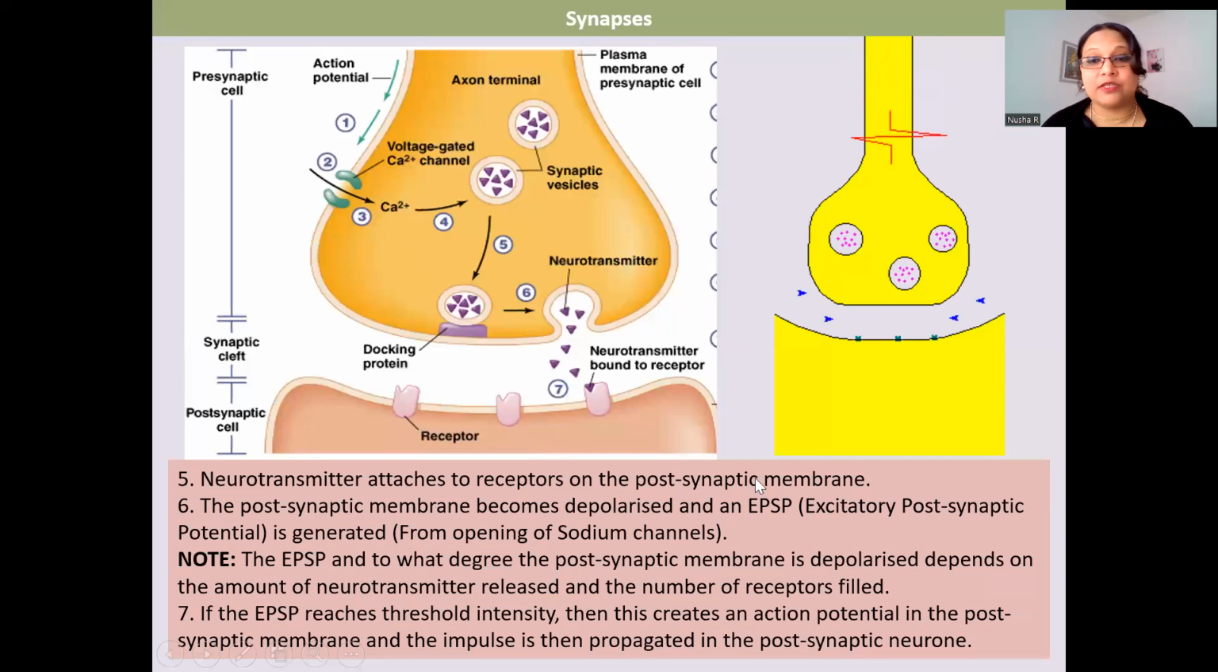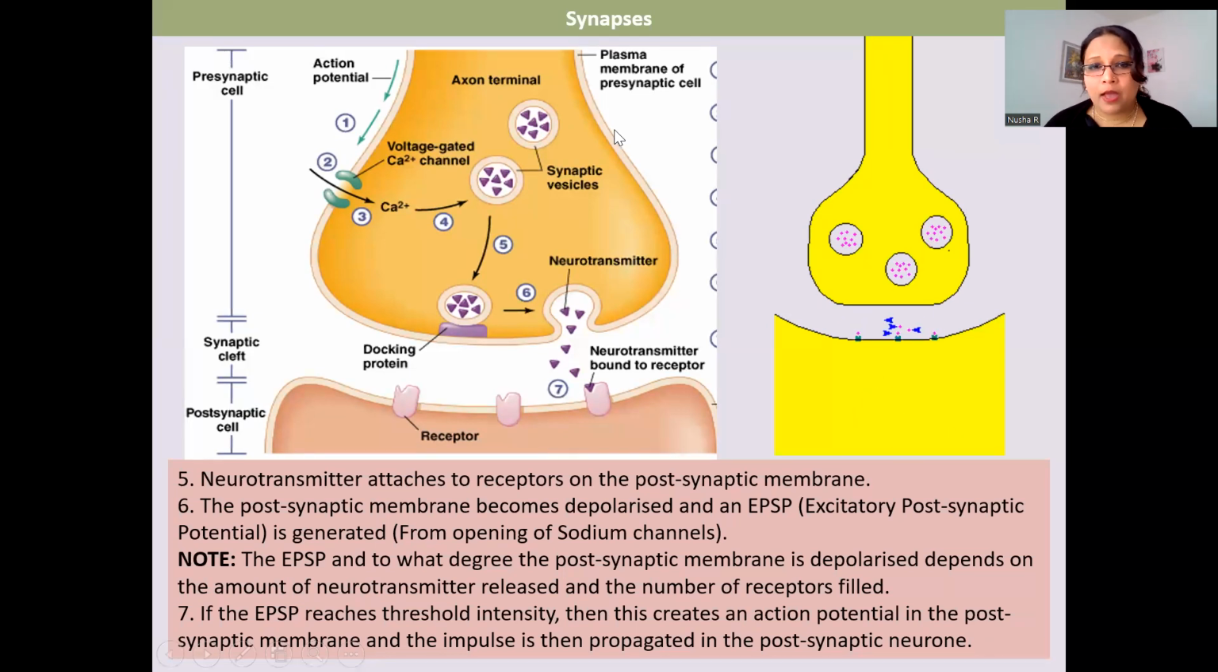So you can see the action potential arrives, the vesicles release neurotransmitter, and the action potential is then generated in the postsynaptic membrane here. And it's then propagated from this point onwards, along the whole length of the postsynaptic neuron.